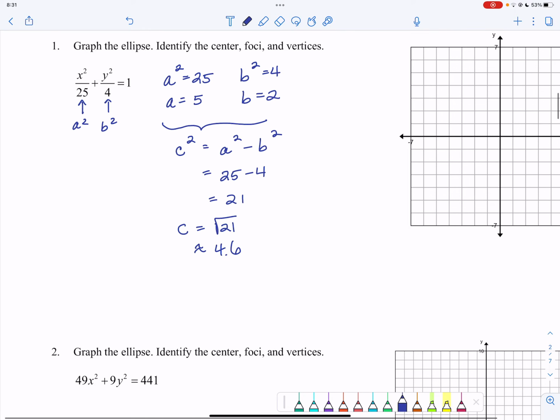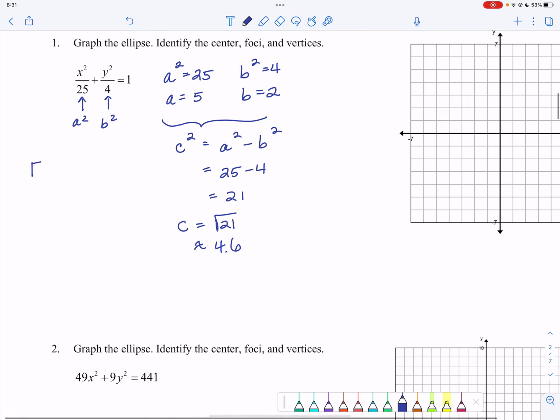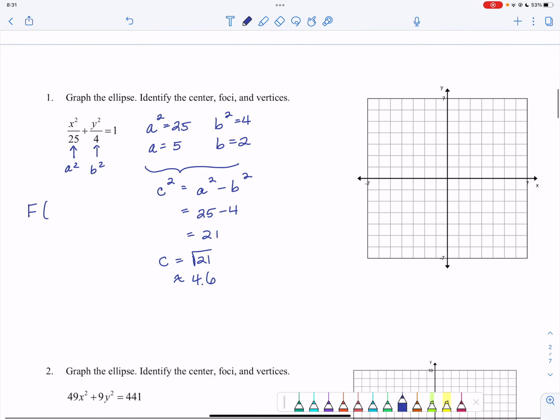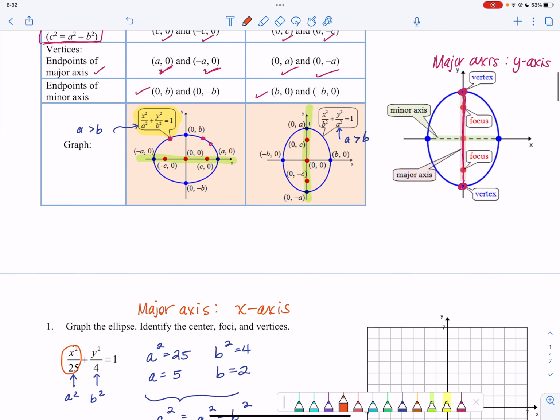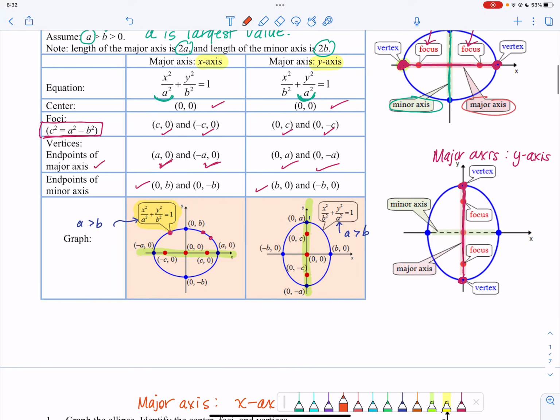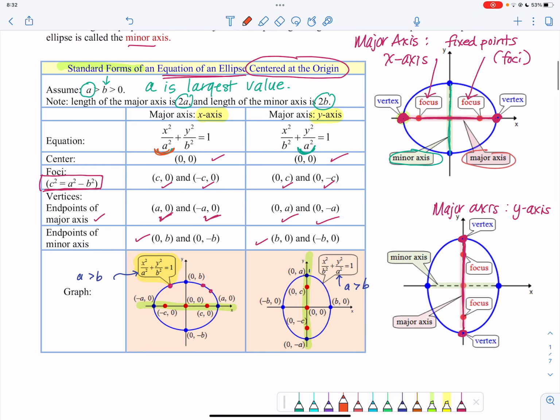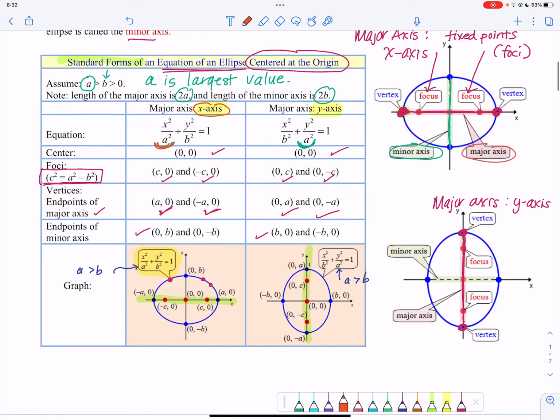Let's go ahead and compute our foci. Now, as you can see right here, let's look at our foci here. And we have our major axis. Let's write that. Major axis is the x-axis. That's because this 25 is under the x squared term. So let's go ahead and look at this here. If the larger number is under the x squared term, we have the x-axis as the major axis.